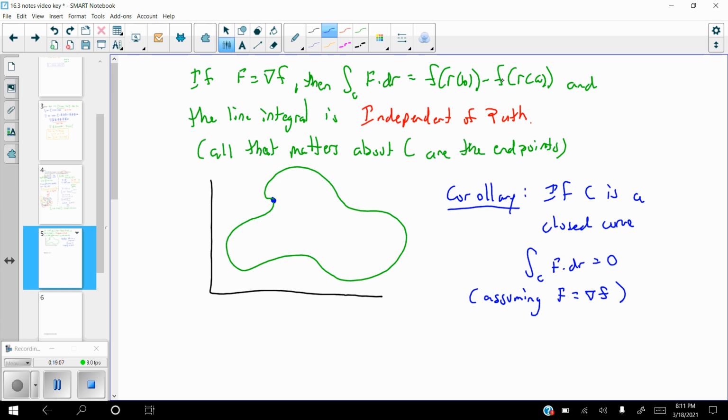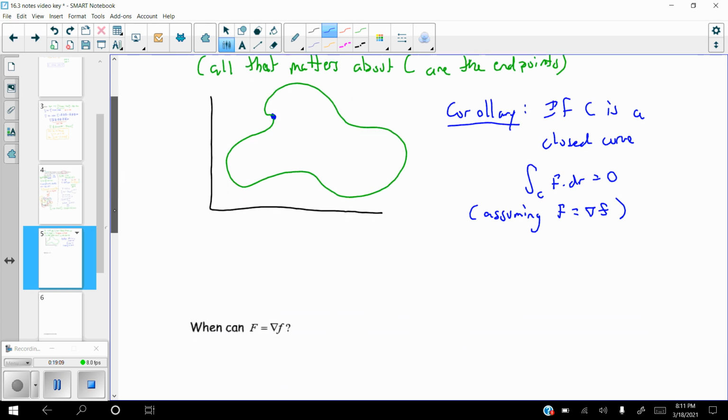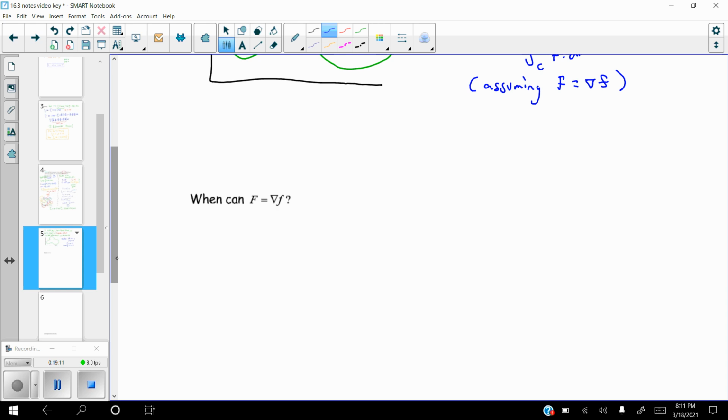All right, pretty cool stuff. All right, so now let's take a look at when can this happen? Because that should be a question as well. How do I know? Unless they specifically tell me, how am I going to know this? When can this be the case?